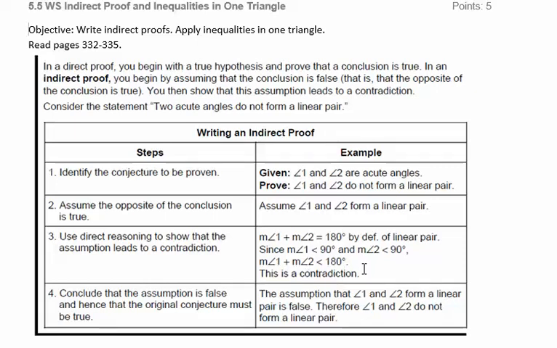When you get a contradiction, something that can't be true, then we can do the last step, which is to conclude that the assumption is false. Our assumption in step 2, that these two angles form a linear pair, is false. Therefore, the original conjecture must be true: angle 1 and angle 2 do not form a linear pair.